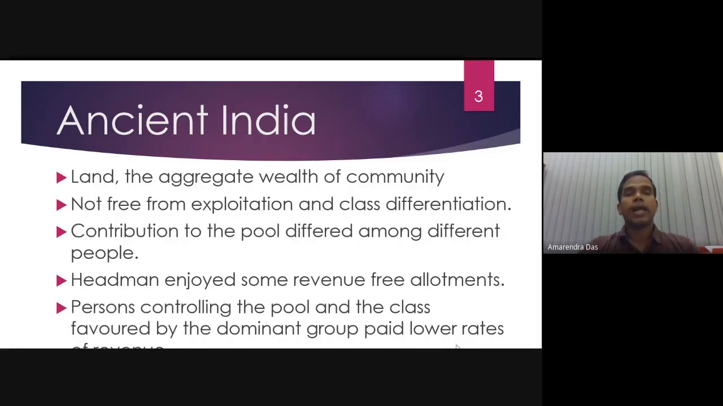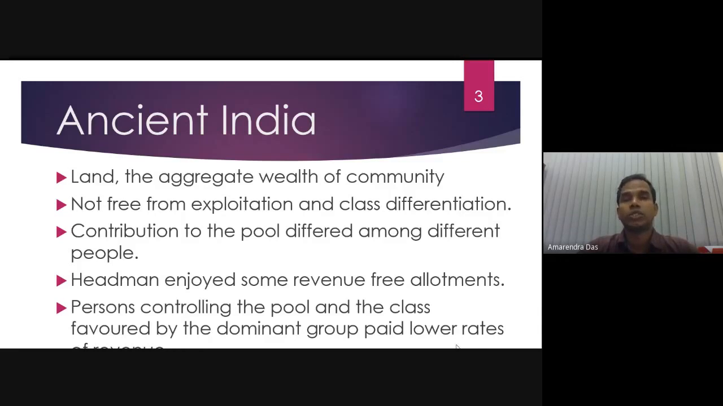And then land was considered the aggregate wealth of the community, because the village people lived together, and the land was considered the common property of the village. However, we cannot say that it was free from exploitation. Although the people lived together in a village, the exploitation system or differentiation mechanism still existed, because the contribution to the village pool was different for different people.